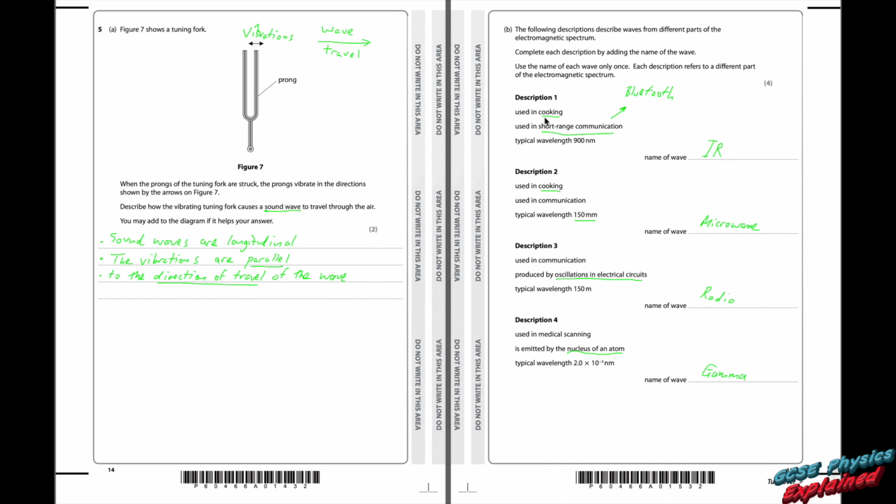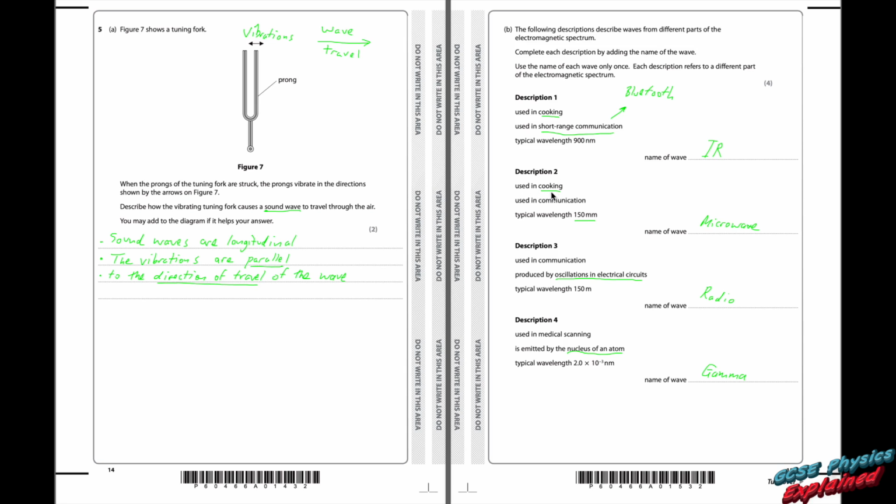Used in cooking, well, it could be infrared or microwaves. However, once they've said it's used for short-range communication, that's Bluetooth, not microwaves. So that would be infrared, which is what we use for Bluetooth. And it fits in with the typical wavelength as well.